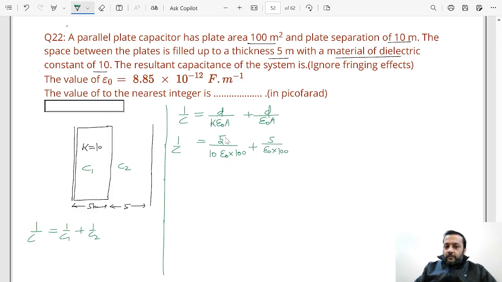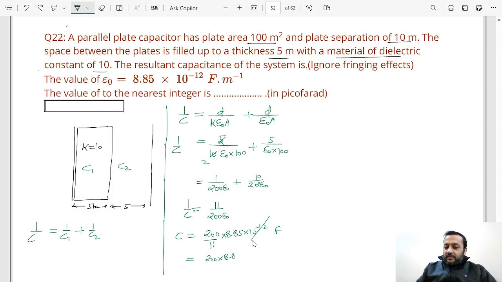All right, so from here you can see that this becomes 1 upon 200 epsilon naught plus 1 upon 20 epsilon naught. If I take the LCM, this will become 10 and this will become 200. So that means this becomes 11 upon 200 epsilon naught. This is the value of 1 upon C. So C becomes 200 by 11 into 8.85 into 10 to the power minus 12. This is in farad. In picofarad, this value will become 200 into 8.85.